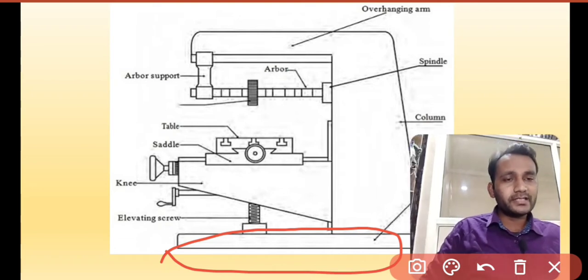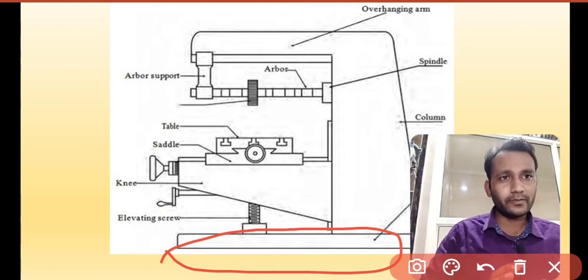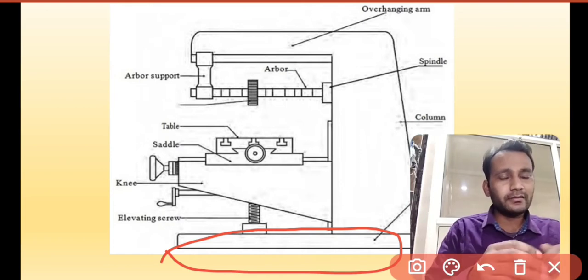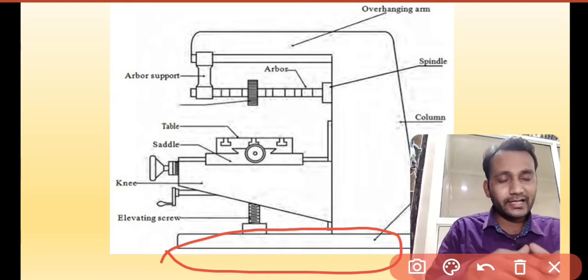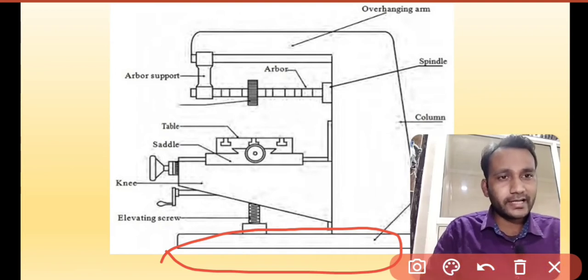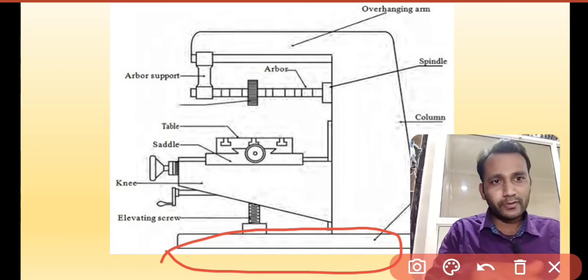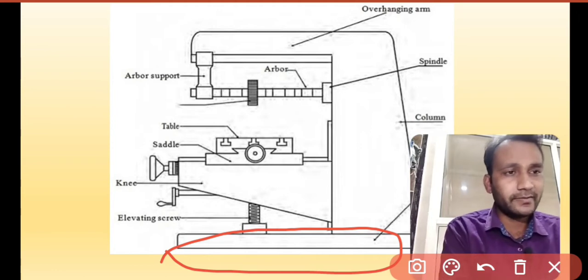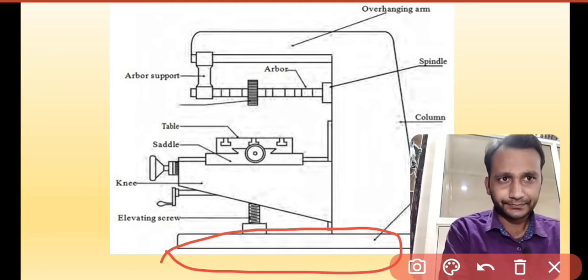You can see the base here, on which the rest of the components are mounted and supported. So the base is basically made up of a single casting and it is of cast iron, because cast iron has high compressive strength. Since all the parts have to be mounted over the base, it is made of cast iron, and cast iron has high compressive strength.